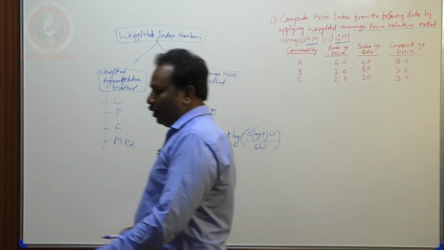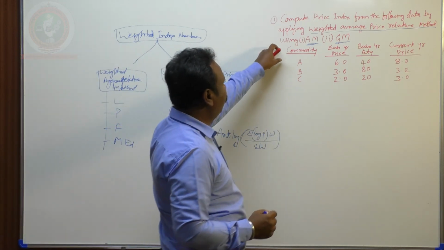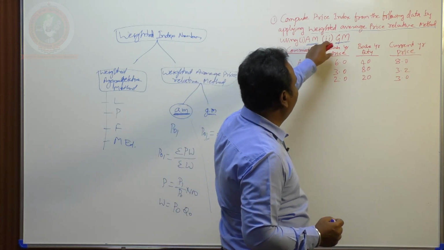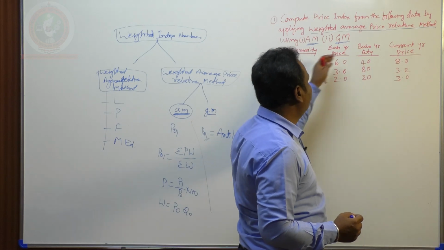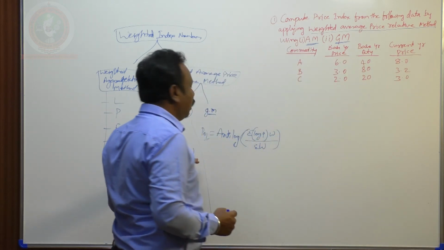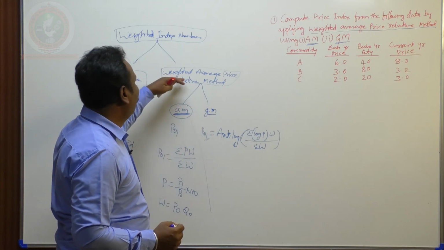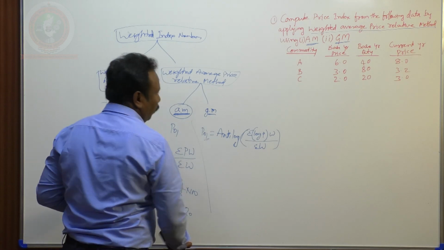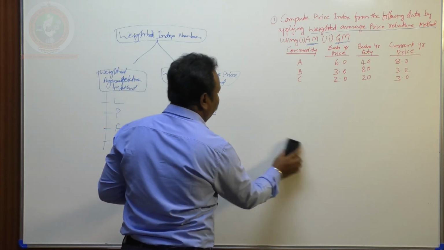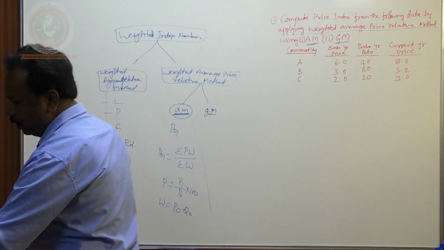Now, calculate this question using this table: the commodity is given, the base year price is given, the base year quantity is given, then the current year price is given. According to this data, you have to construct the index number under the arithmetic mean and the geometric mean of the weighted average price relatives method. Now, let us prepare the table.